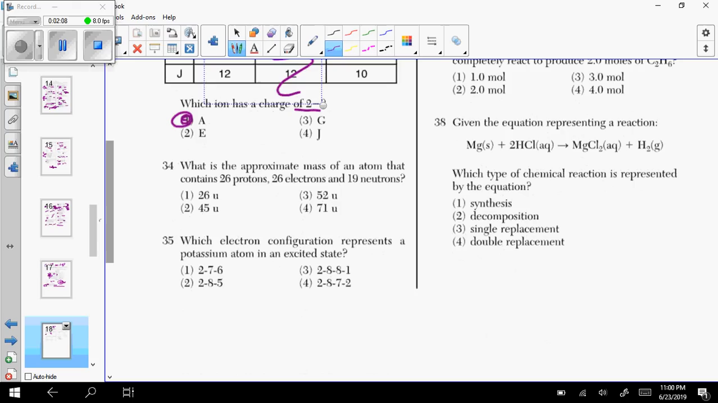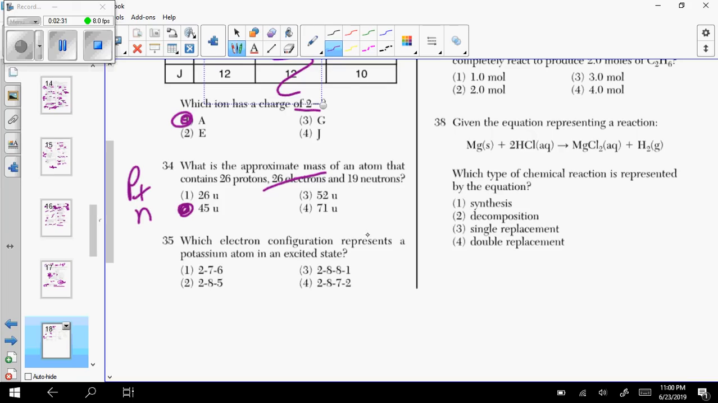What is the approximate mass of an atom that contains 26 protons, 26 electrons, and 19 neutrons? So I'm going to cross the electrons off right away because electrons don't weigh anything. And I'm going to add together 26 and 19, and I'm going to get 45. So that would be the mass. So the mass is equal to the protons plus the neutrons.